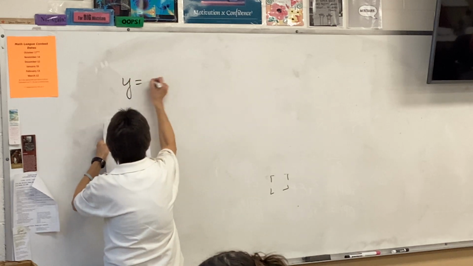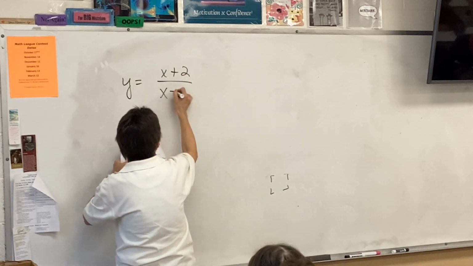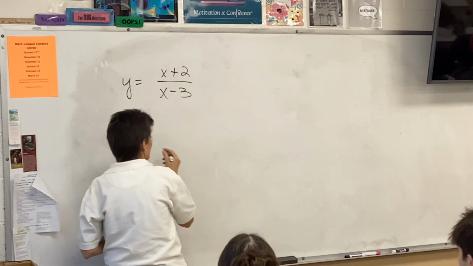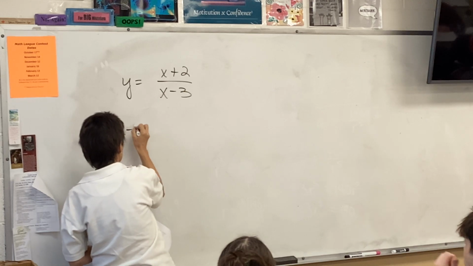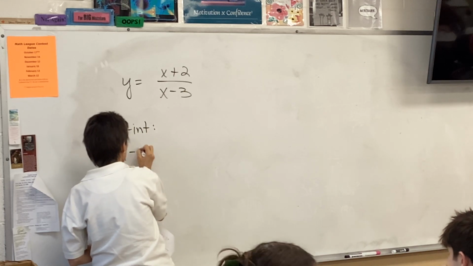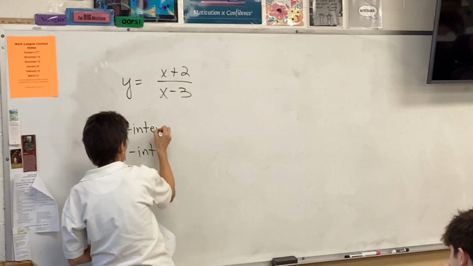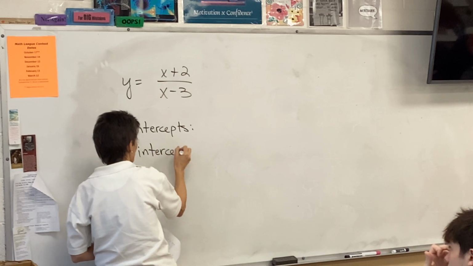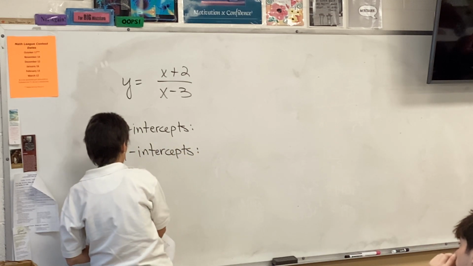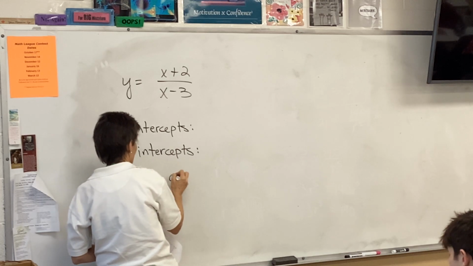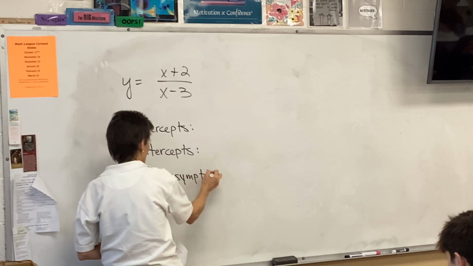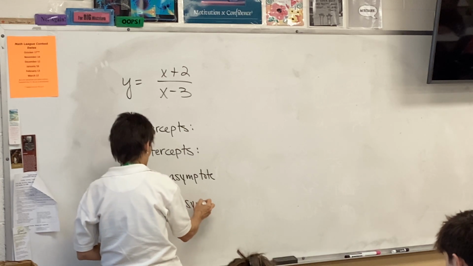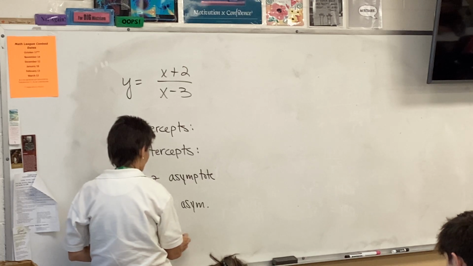We have a rational function, and we are going to sketch it. But in order to sketch it, we are going to list its x-intercepts, its y-intercepts. I'll write out the word for the first time; from now on, I will abbreviate this. The horizontal asymptote, the vertical asymptote, and any holes that it might have.